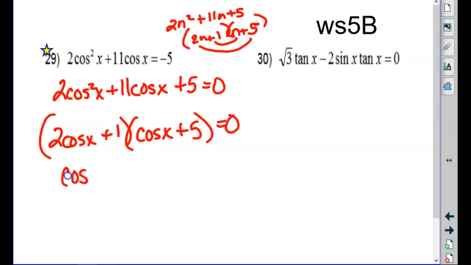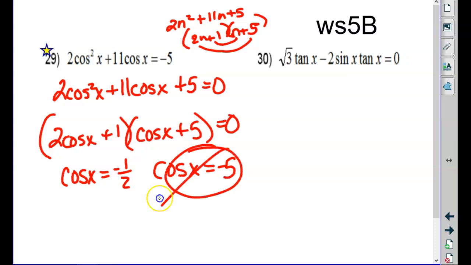Okay, cosine of x is negative 1/2 or negative 5. This one is void, yes? Does not work. Cosine or sine can never be more than 1 or less than negative 1. All right? Where's the cosine negative 1/2? I'm thinking at 2 pi over 3 and 4 pi over 3.